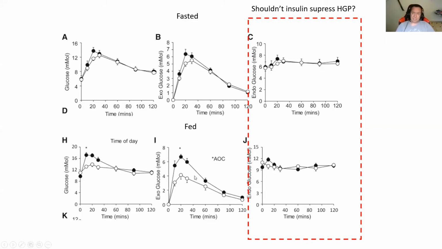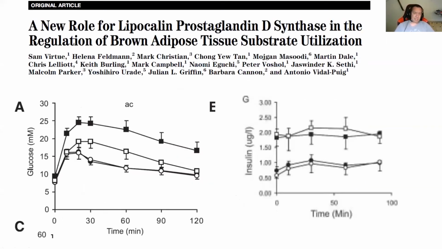So in addition to not suppressing EGP, I went back and looked at some more data I had, and this is some GTTs I've done probably about 13, 14 years ago now. And we had chow and high-fat diet fed mice, wild type and knockout from this paper. But it's not really the important bit, it's not really the difference in the groups in terms of the glucose, it's the absence of any induction of insulin during the GTT.